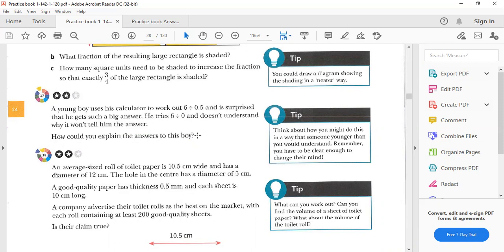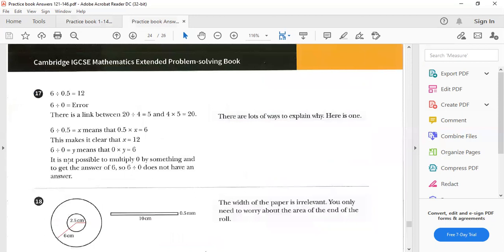Remember this: whenever you divide by 0, the answer is infinite. We will not write that anywhere. Here you can mention, because 0.5 is 1 by 2, the 2 is going up, so that's why it's double. So this will always show an error.